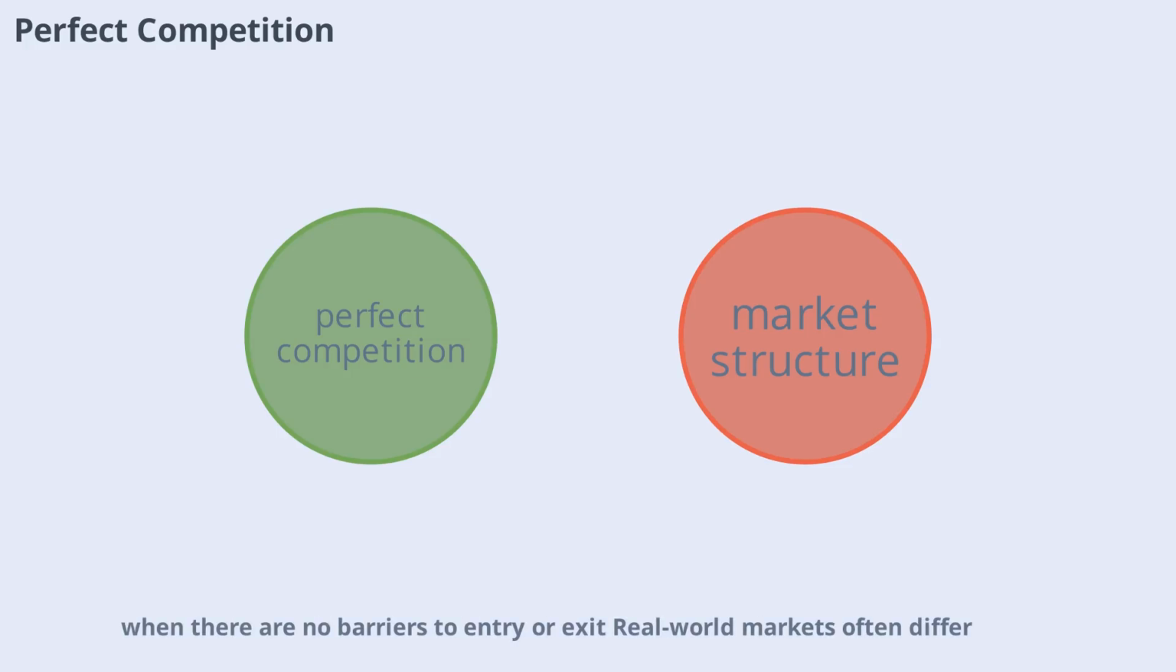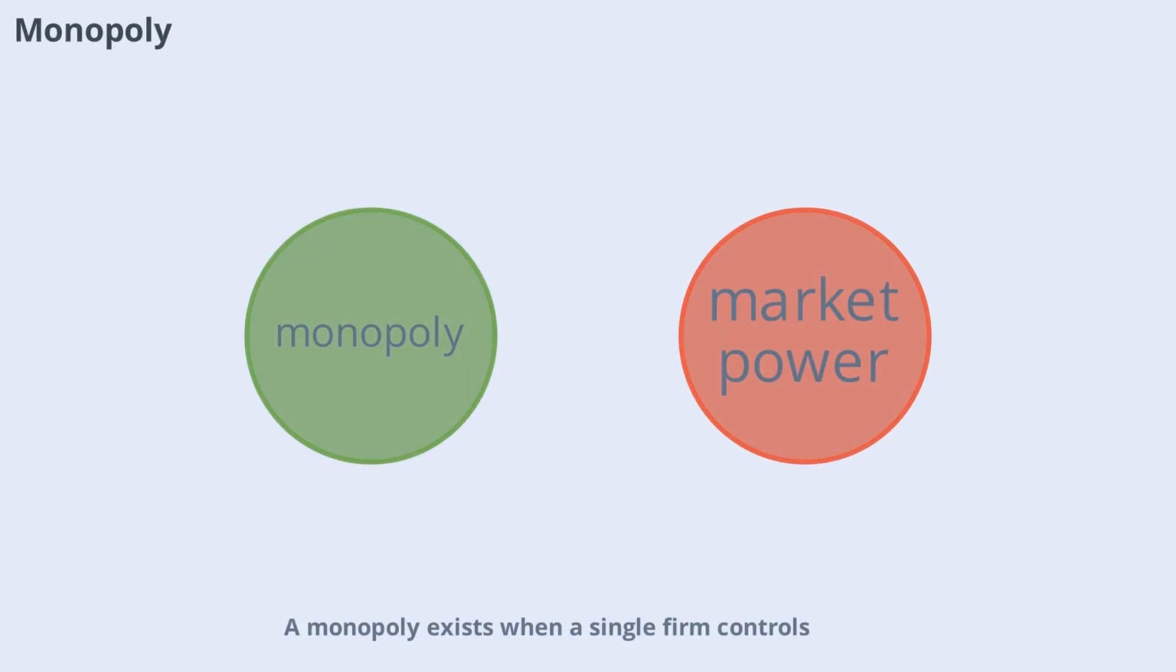Real-world markets often differ, but this concept provides a useful benchmark. Monopoly exists when a single firm controls the entire market for a product or service. This firm can set prices without competition, often leading to higher prices and less choice for consumers. Monopolies can arise from barriers to entry, such as patents, resource ownership, or government regulation. While some monopolies are natural or even beneficial, most economists agree that competition is generally better for consumers.